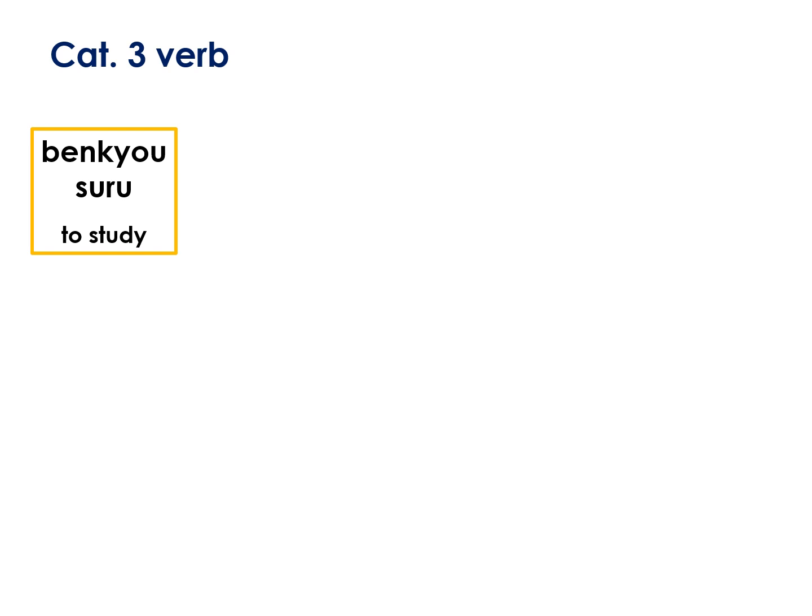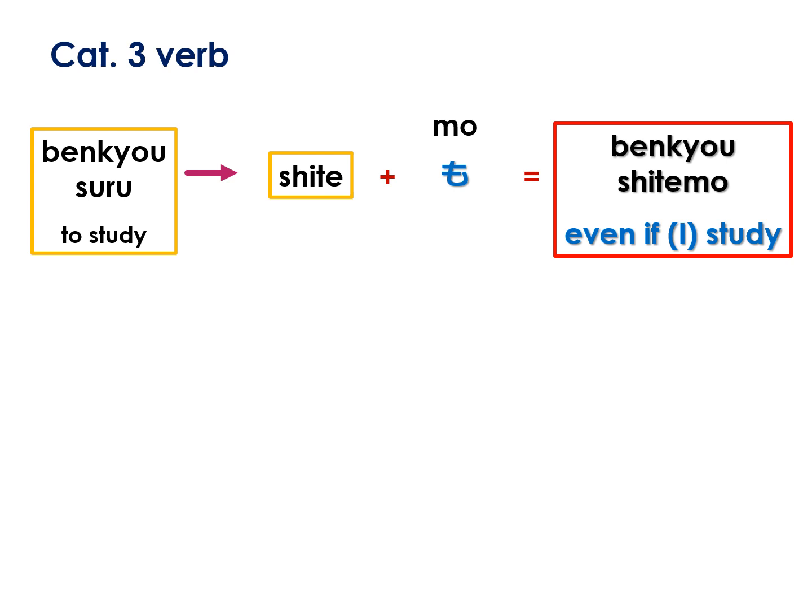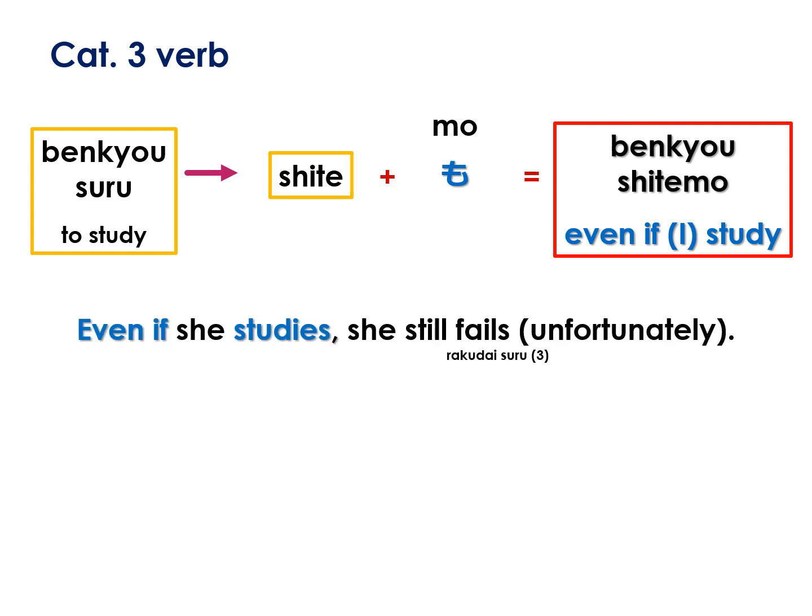Our last example is a category 3 verb, benkyou suru, which means to study. Te form is benkyou shite, and adding mo forms benkyou shitemo, which means even if I study. Even if she studies, she still fails, unfortunately.